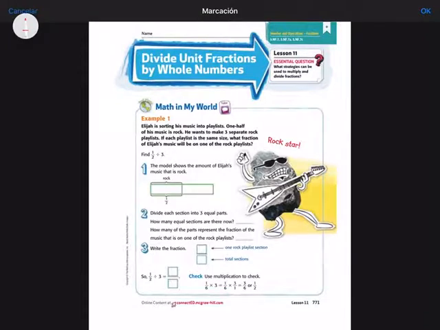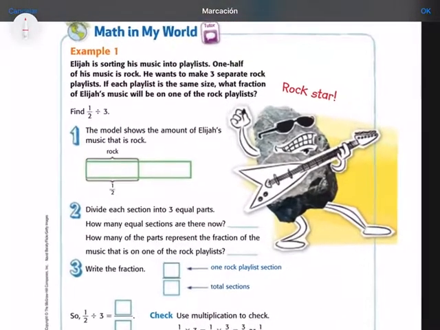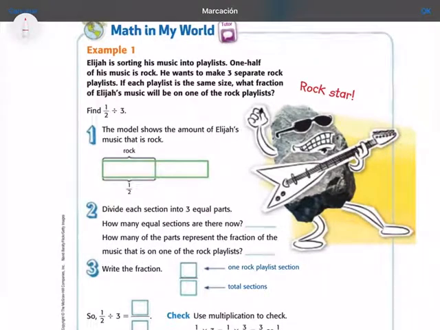Very good. It says, Elijah is sorting his music into playlists. 1/2 of his music is rock. Okay, so what is 1/2? It's this. He wants to make 3 separate rock playlists. If each playlist is the same size, what fraction of Elijah's music will be on one of the rock playlists? Okay, so we have there the problem that we need to find. We have the model in here. And it says, divide each section into 3 equal parts.